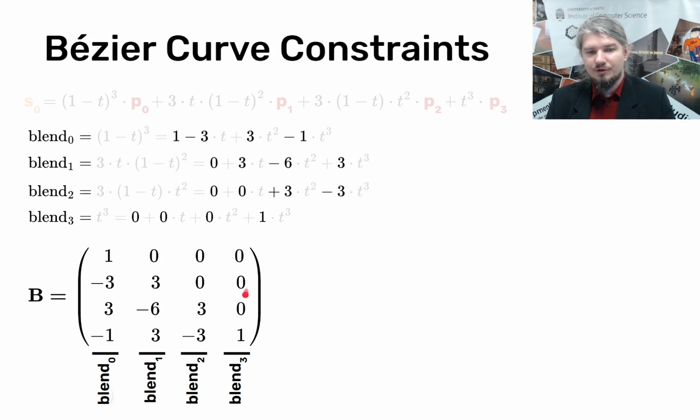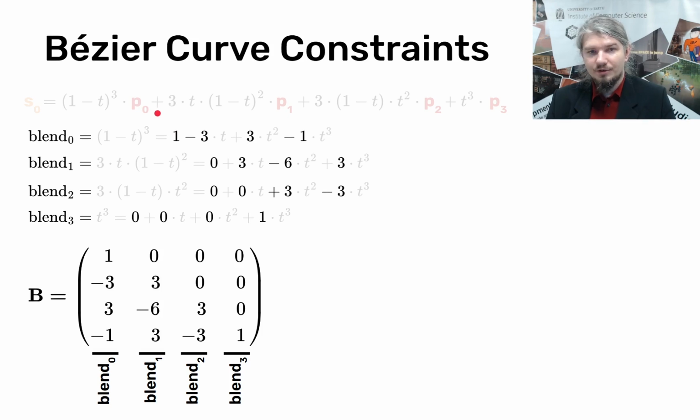So it's going to be 0, 0, 0, 1. Or our blending function 0, well, that's just going to be up here. It's going to be 1, minus 3, 3 and minus 1. Exactly this column here.